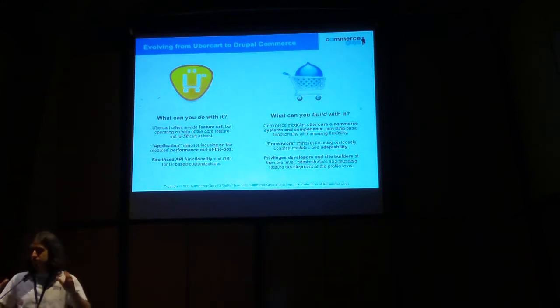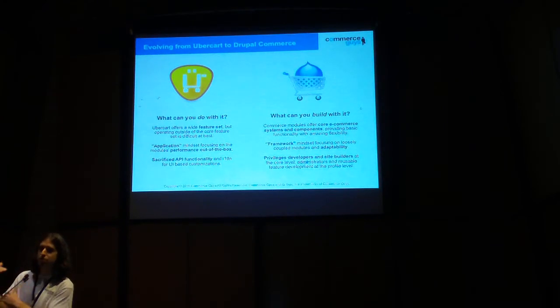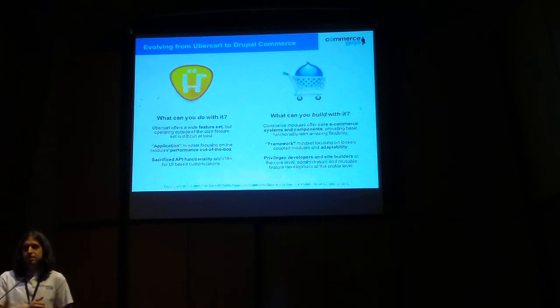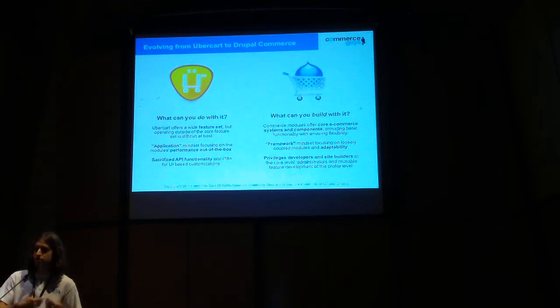So you have these two differences. One is taking a module that out of the box does something and has a feature list that you're limited to. Another way is taking all the pieces and putting them together to build an application that can do whatever you need it to do, as long as you know how to build it. That's one of the primary differences between where we've been on Drupal 6, 5 and 4 with e-commerce and where we're going on Drupal 7.